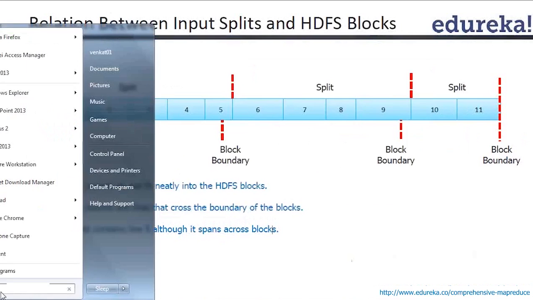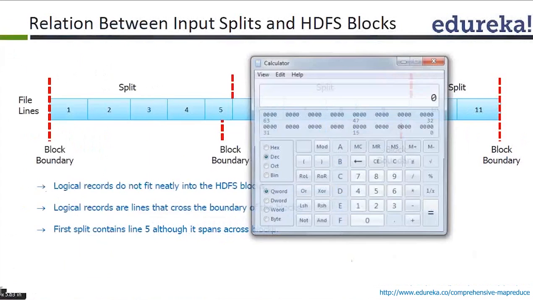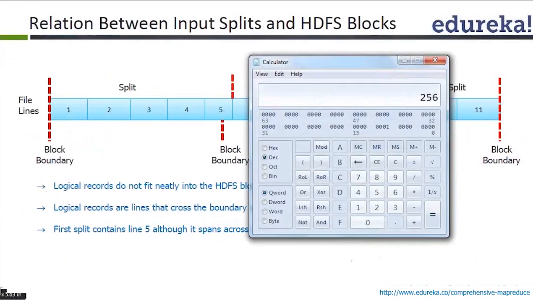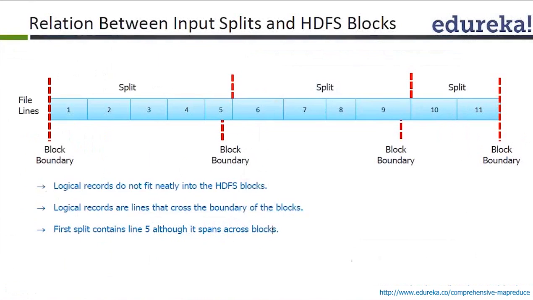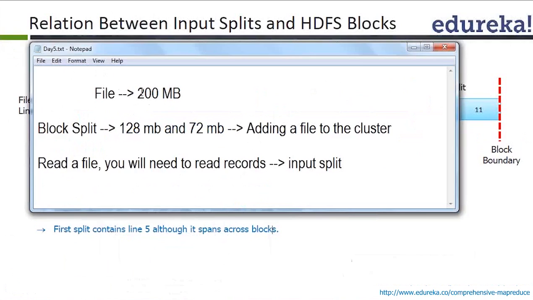Let's do a mathematical calculation. 128 plus 128 comes to how much? 256. Let's assume it is a 300 MB file. So I'll give you an example of a 300 MB file. The block split will be 128 MB and 128 MB, and 300 minus 256 would mean 44 MB. Okay, think of it that way.